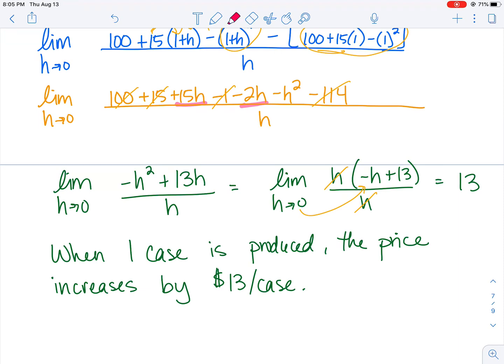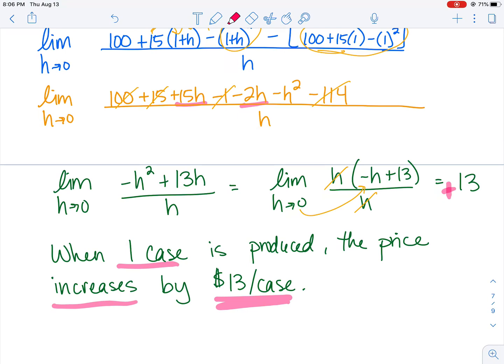Remember the 3 things that I want. What is happening? When is it happening? And what is your answer with correct units? When 1 case is produced, the price is increasing. I knew it was going up because it was a positive 13. If that were a negative 13, then I would have said that the price was going down as I produced a certain number of cases, right? But my price is increasing by $13 per case.